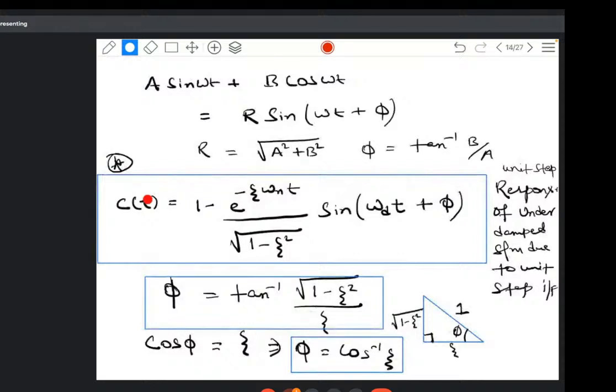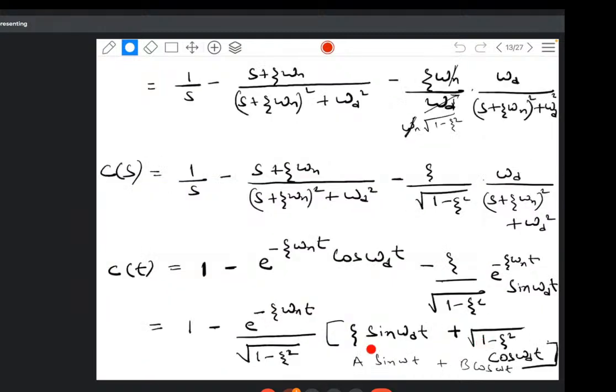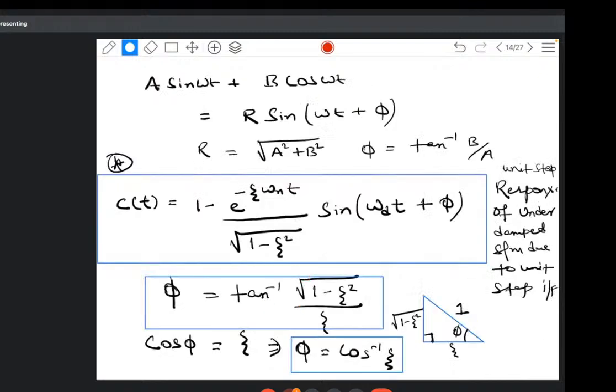So here omega d is the damped frequency of oscillation, which is omega n under root 1 minus zeta square. Phi represents the location of the pole in the LHS of the complex plane. Phi is given as tan inverse of under root 1 minus zeta square by zeta, because here phi represents tan inverse b by a. What is b here? b was under root 1 minus zeta square. What was a here? This one, zeta. So tan phi is this part by this part.